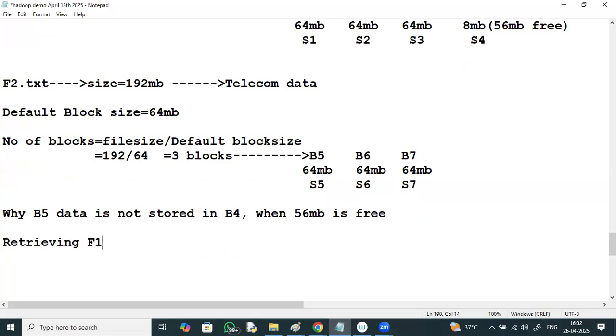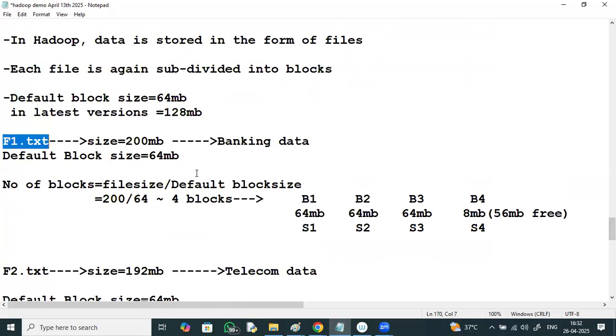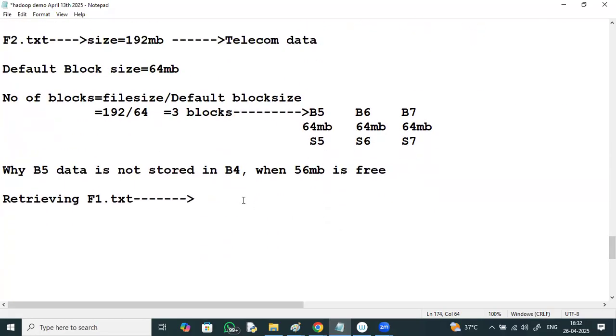Retrieving which one? F1.txt. Retrieving F1.txt means what? How many blocks does F1 have? I want to retrieve F1.txt. It has 4 blocks. You need to combine those 4 blocks.